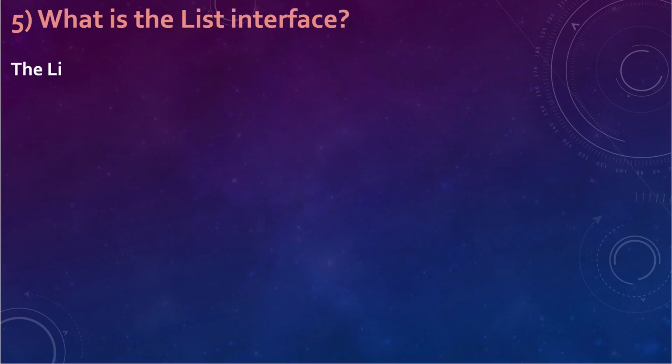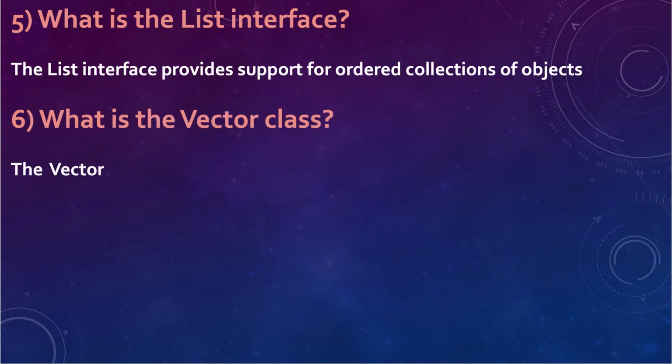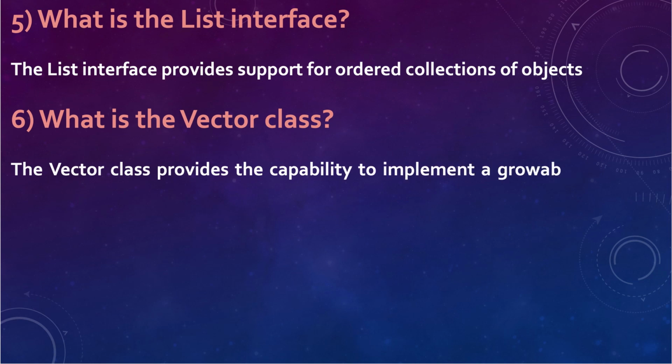What is the list interface? The list interface provides support for ordered collections of objects. What is the vector class? The vector class provides the capability to implement a growable array of objects.